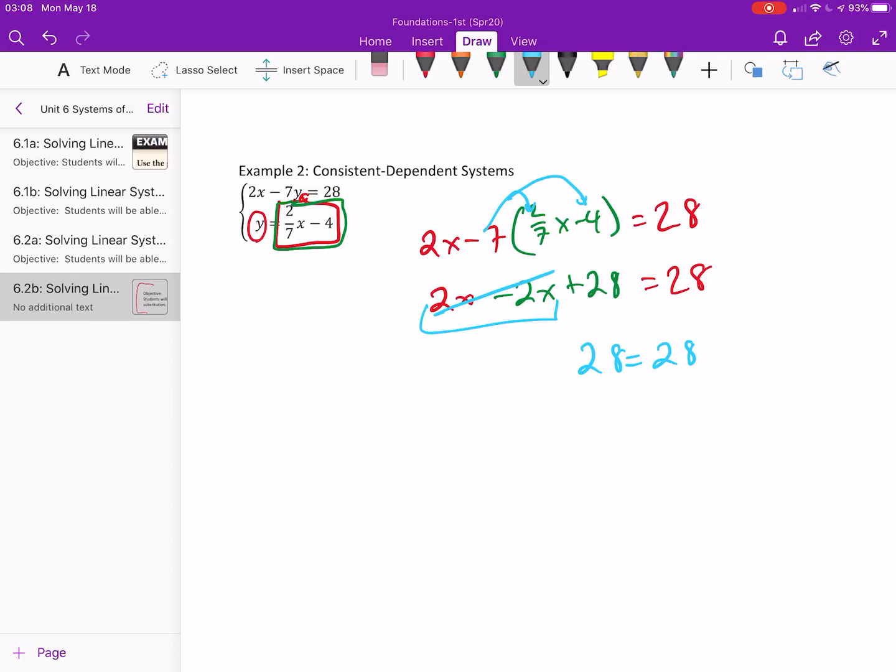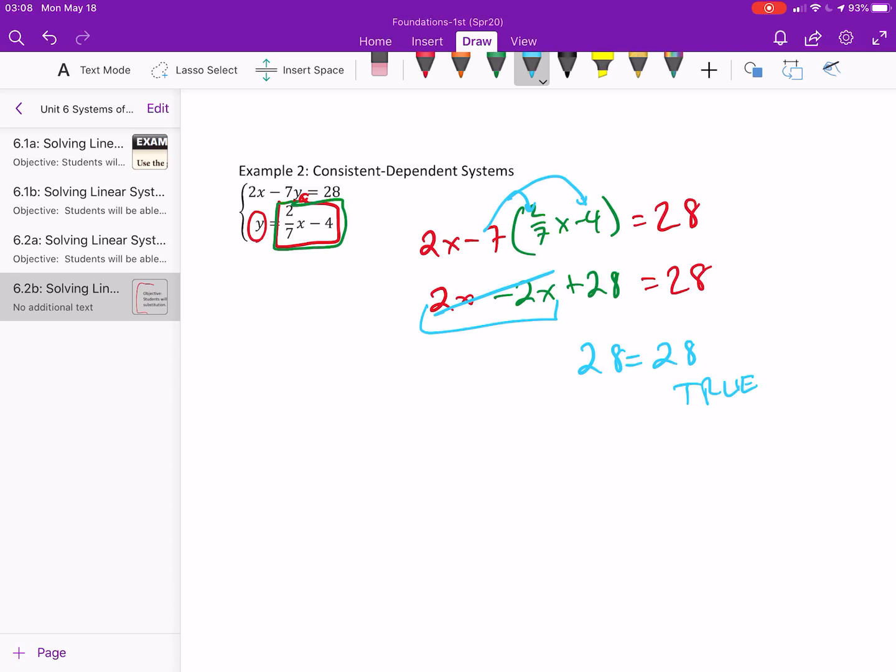Now, if you go back to solving equations and solving inequalities, if we got the variables to completely cancel, we would then judge the statement as being true or false. And we do the same here. 28 equals 28 is a true statement because a number is equal to itself. Now, when we got a true statement in those one variable problems, we would say that the answer was all real numbers because the entire number line was going to be able to plug in for that variable, and it doesn't matter what I plug in.